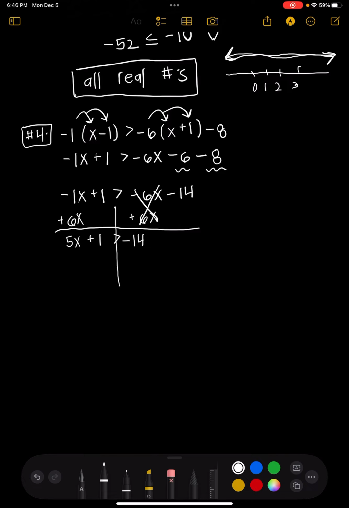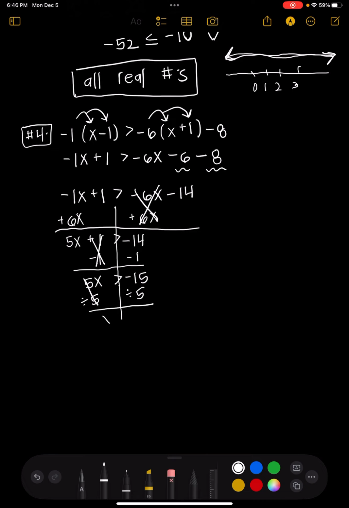which means I'm going to move the 5 and the 1. To move the 1, I would subtract 1 from each side. So now I'm left with 5x, the 1's cancel out, and negative 14 minus 1 gives me negative 15. The inequality, we didn't multiply or divide by a negative number, so it doesn't switch. And then we still want to get the x by itself, which means we've got to get rid of the 5. To get rid of the 5, we divide by 5 on each side, because it's multiplying the x right now, so we have to do the opposite.